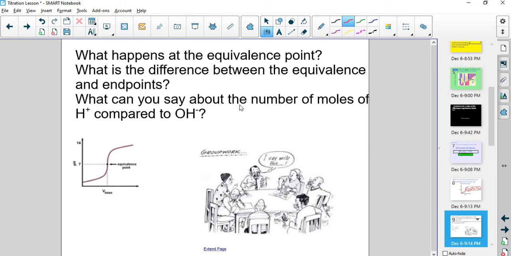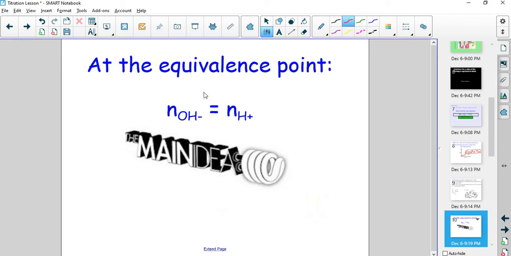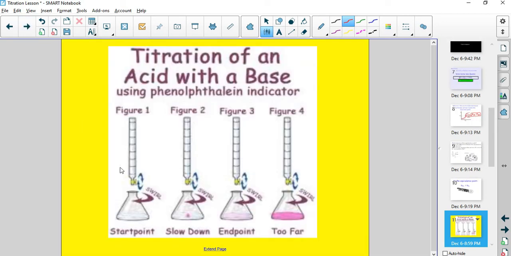What can you say about the number of moles of hydrogen ions compared to OH ions? I guess the first and last question are kind of related. So let's talk more about endpoint in just a bit. Right, so again, equivalence point, this is the main idea. This is what you want to achieve in a titration experiment. Okay, now about endpoint. I knew it was coming up.